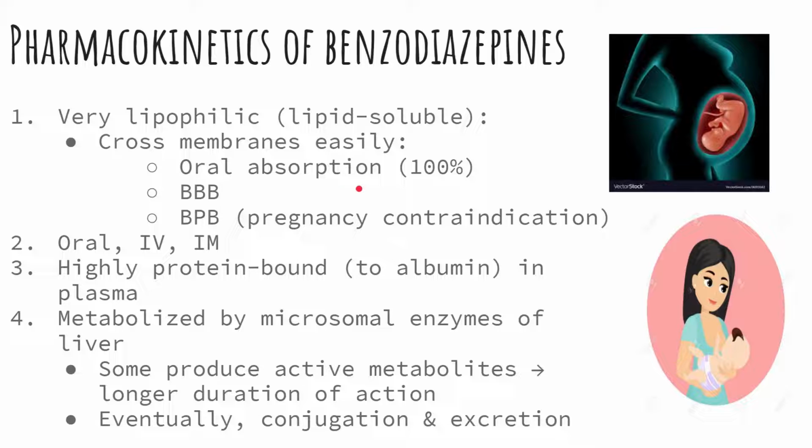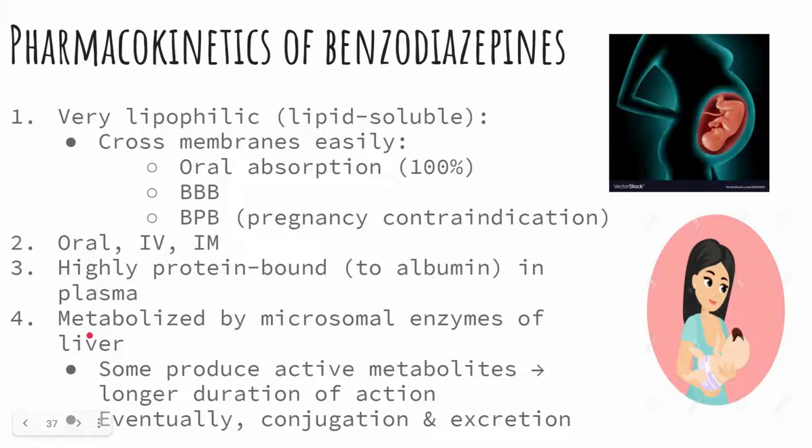The second thing about benzodiazepines is that they can be given orally, something we've already said. They can be given IV and they can be given IM. Thirdly, they are highly protein bound to albumin in the plasma. The percentage is something between 80 to 90% bound to plasma. So yeah, this is something we have to know.